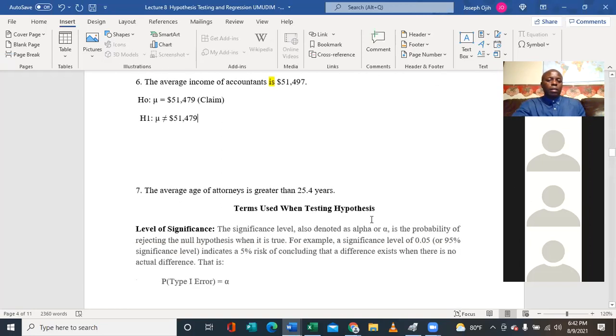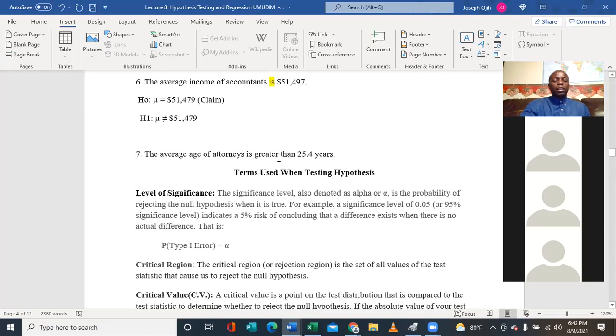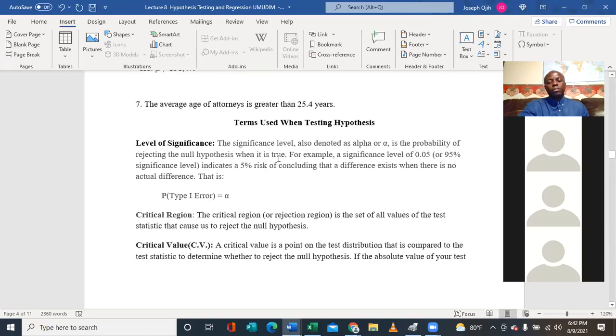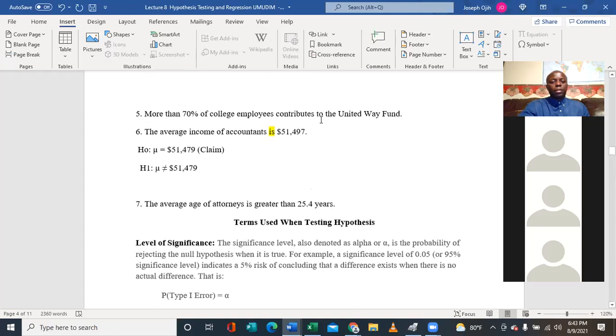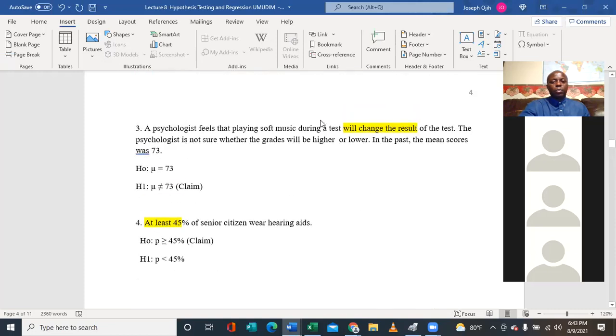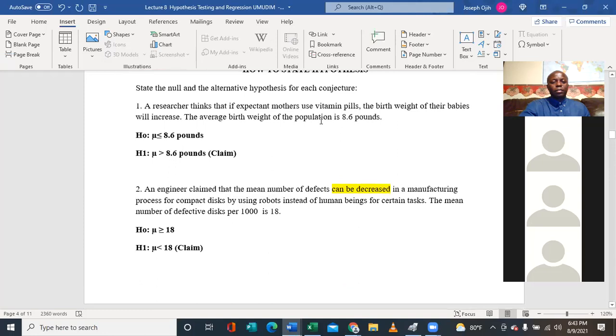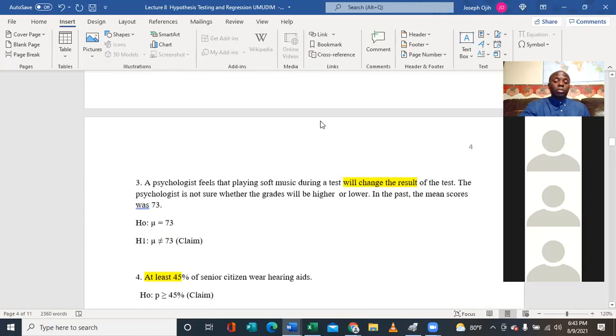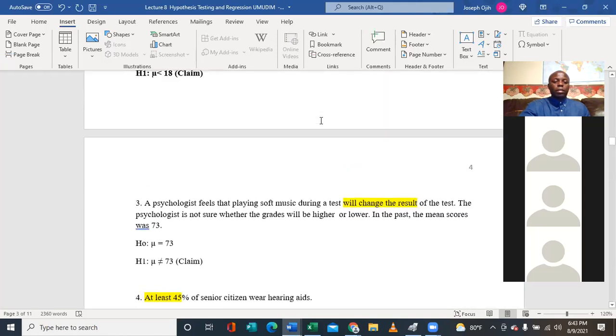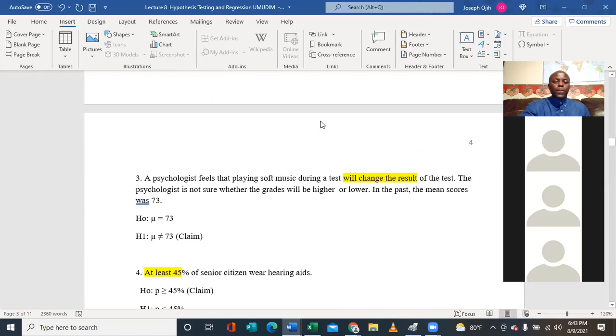Okay. So, any questions before we move on to the next stage? Pretty much in those types of questions, we have to understand the question and what it's asking for. Once you understand the question and what it's asking for, you'll be able to formulate the null and alternative hypothesis.